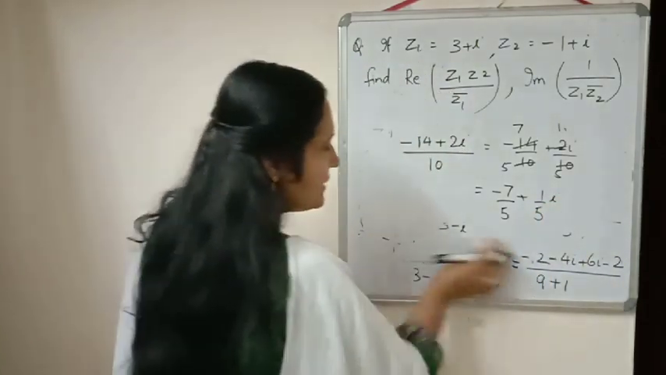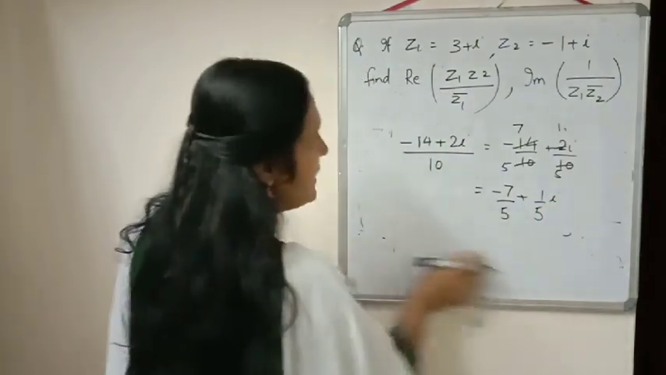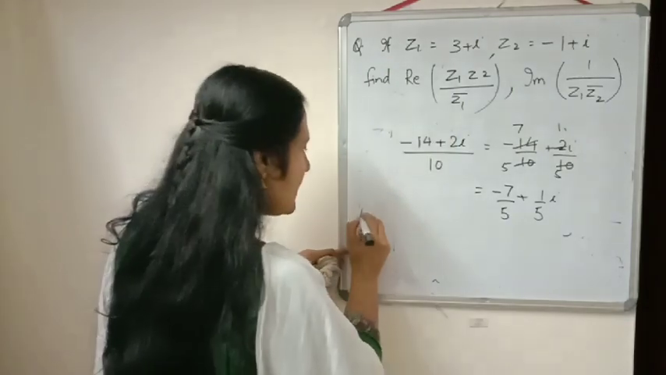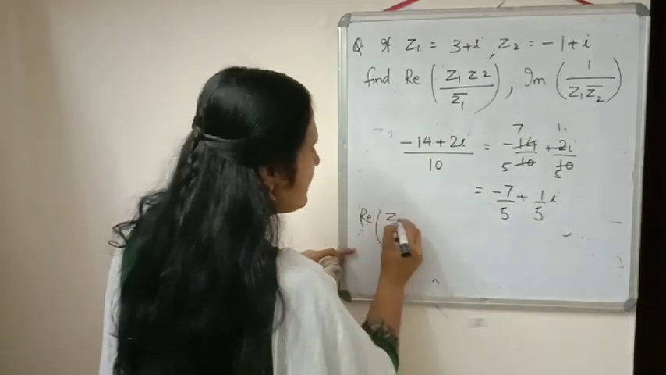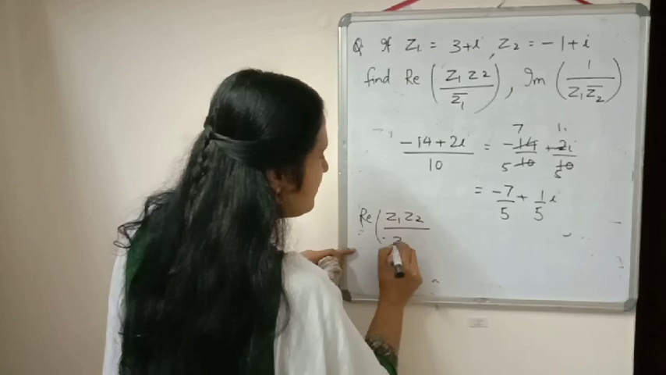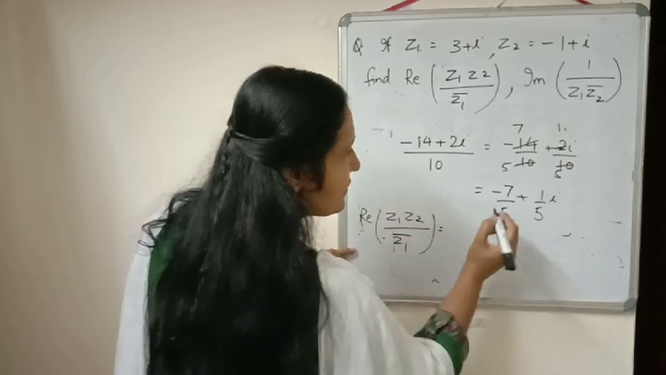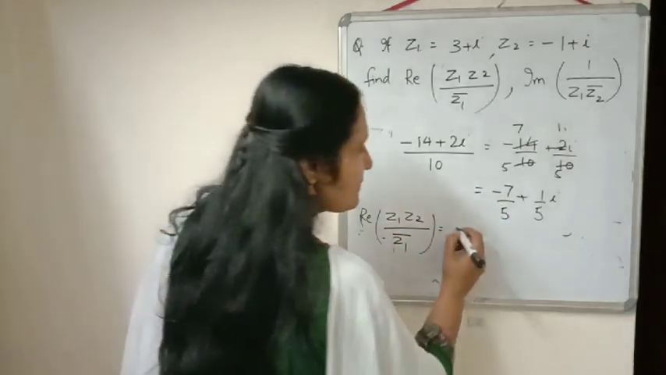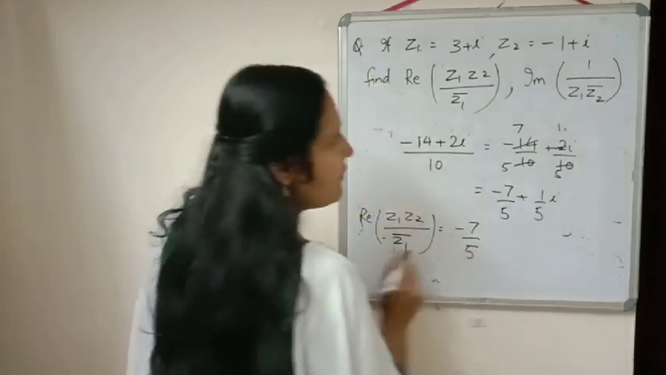And what do we need in the question? In the question we need a real part. So just write down there, real part of z1 z2 by z1 bar is equal to, what is the real part here? Minus 7 by 5.